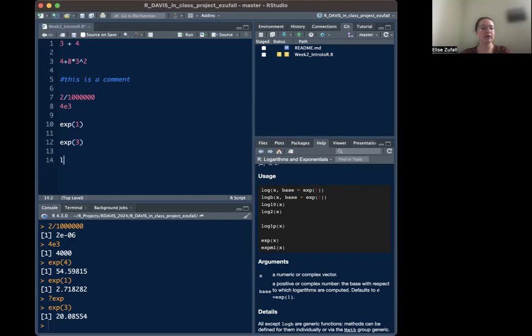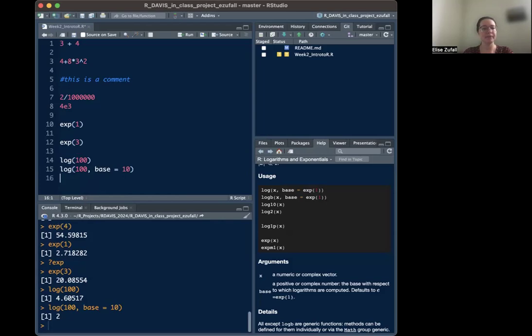So if we put log of 100 and we hit enter, it's 4.6 because it defaulted to the base that it assumed we wanted to use, and it used base e. We could change that, but we have to specify it ourselves. So our first argument is our number that we want to evaluate the log of, just like before. But now we write base equals 10. And now we get 2 from evaluating log of 100 in base 10.